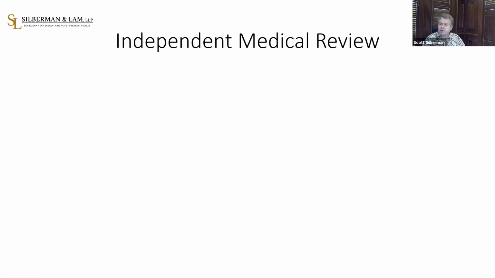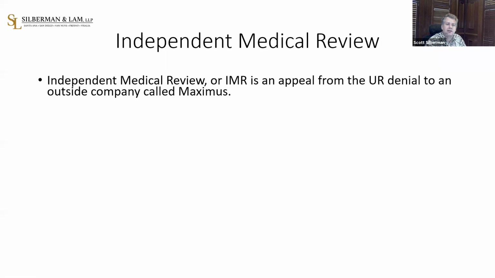So now we've gone to utilization review and your treatment's been denied. We did the internal appeal and that's been denied. So what happens next? Actually, at the same time we file the internal utilization review appeal, we file an appeal to independent medical review. Now, independent medical review, or IMR, to use the acronyms we like to use in workers' comp, is an appeal from the utilization review denial to an outside company called Maximus.